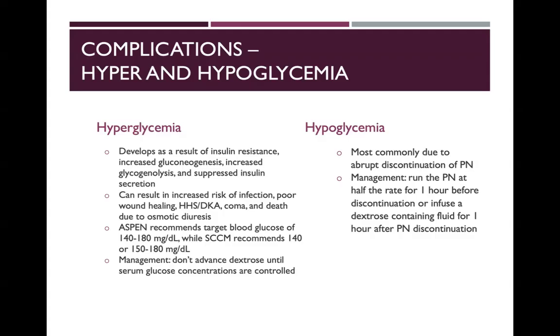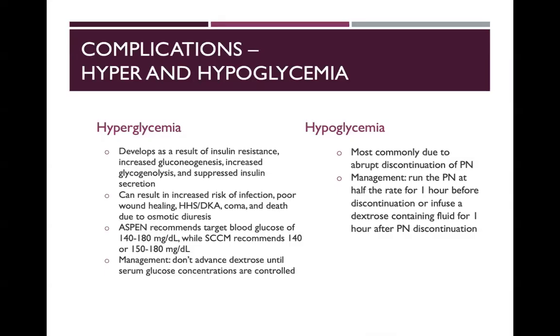Guideline recommendations varied a little about what our goal blood glucose should be. ASPEN, or the American Society of Parenteral and Enteral Nutrition, said it should be 140 to 180, versus the Society of Critical Care Medicine, which said 140 to 150 all the way to 180. Potato, potahto, it's basically the same thing. And that's usually the goal blood glucose for any inpatient management.